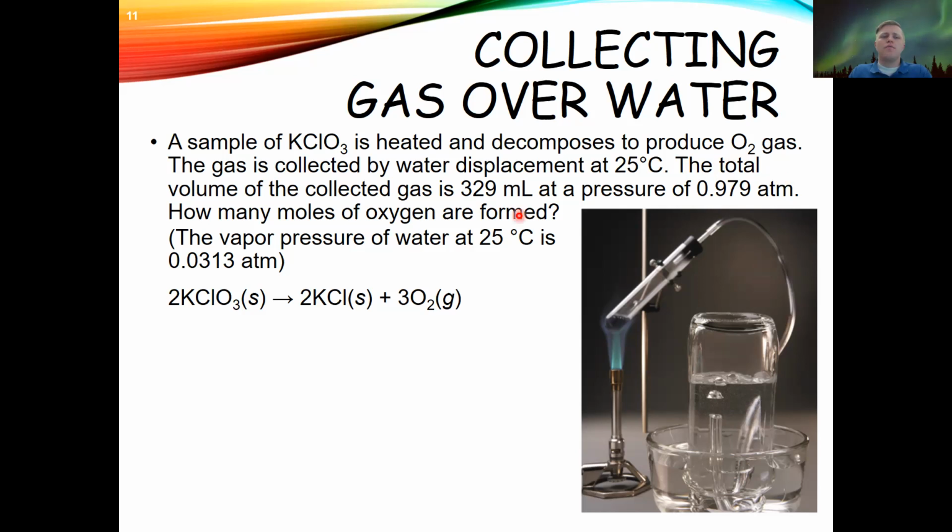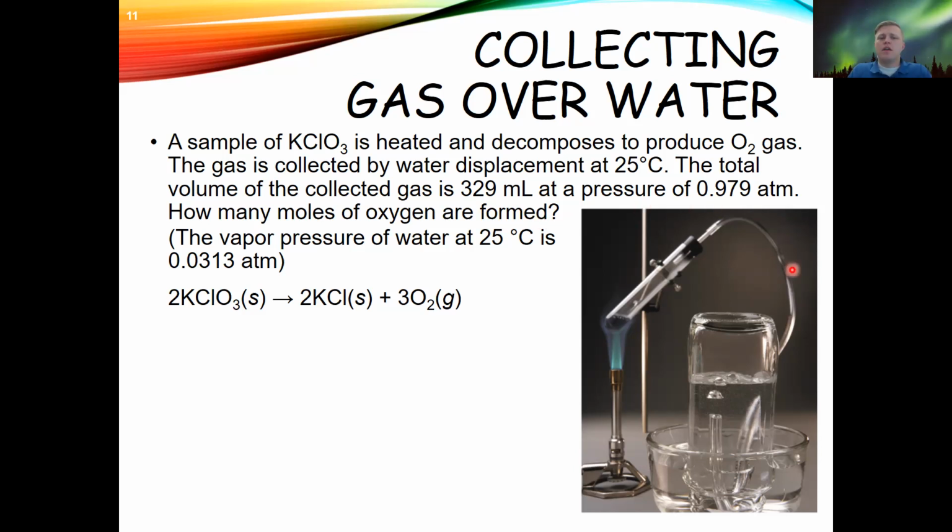Okay, and the total volume of the collected gas is 329 mL. So we make a bubble in here that's 329 mL, and it has a pressure of 0.979 atmospheres, which would of course just be the pressure of the atmosphere outside of this. The reason I say that is because you don't have to put any special apparatus in here or anything to measure the pressure inside. It's always just going to be the same as your outside pressure. So the question though is how many moles of oxygen are formed in this reaction?